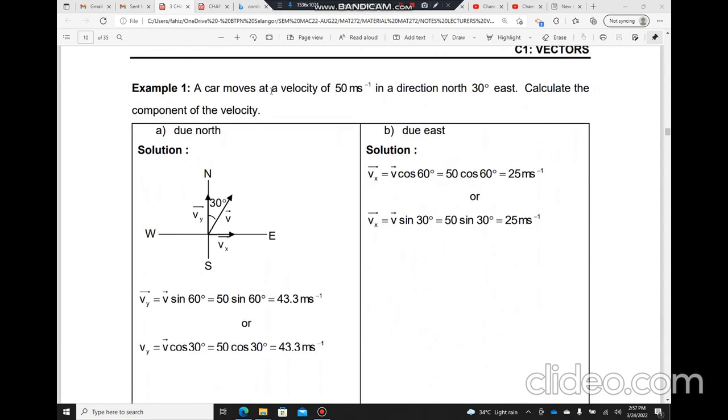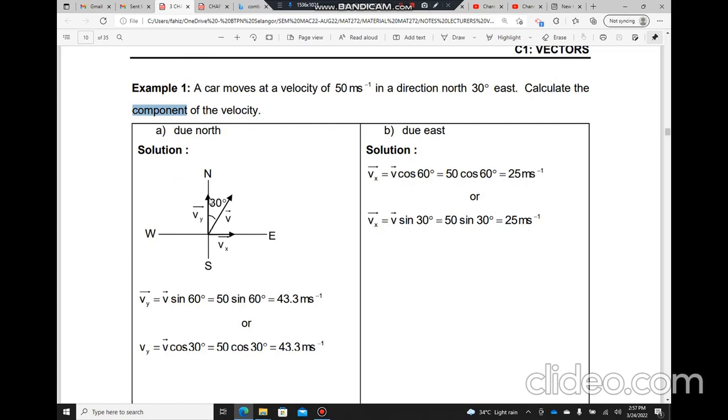A car moves at a velocity of 50 m s^-1. Okay, velocity ni adalah kelajuan, so kelajuan dalam unit meter per second negative 1, in a direction north 30 degree east. Calculate the component of the velocity. Okay, component ni bila soalan dia nak component, maksudnya dia nak Vx and Vy. Okay, so dia nak component, so kita kira dulu untuk due north.